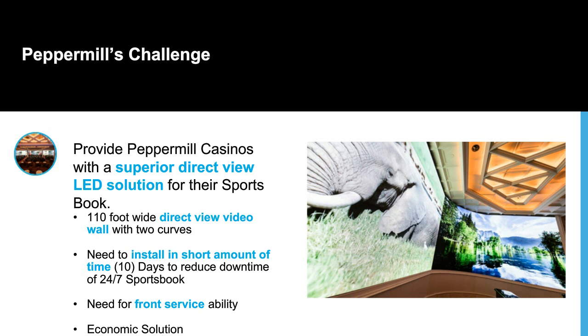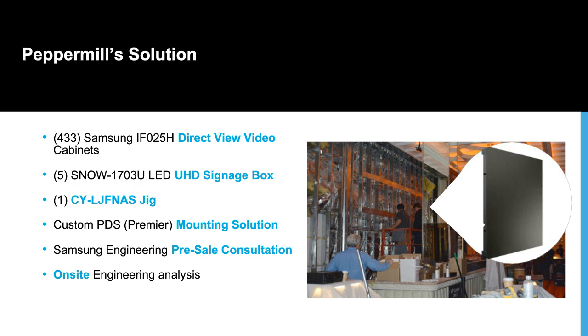Thank you, Joe. Yeah, so the solution here that we presented to Peppermill was a 2.5 millimeter pixel pitch Samsung direct view LED, 433 cabinets, 5 UHD signage boxes, and a front serviceable jig that allows for front serviceability. We also brought in PDS, which is a division of Premier Mounts, to create the mounting solution for the video wall. And that required some custom pieces, a lot of CAD drawings, and adjustments to get the proper mount in place to support this direct view video wall.